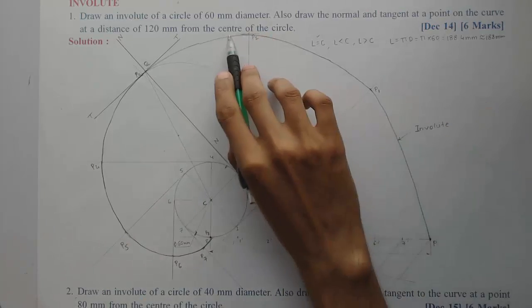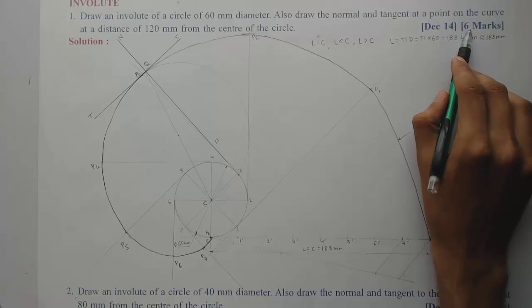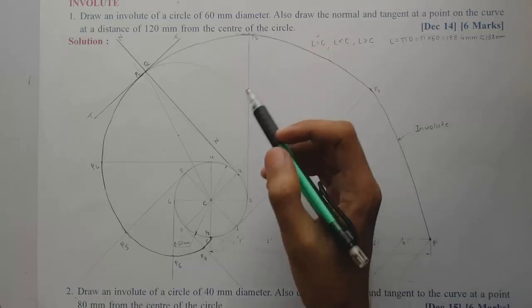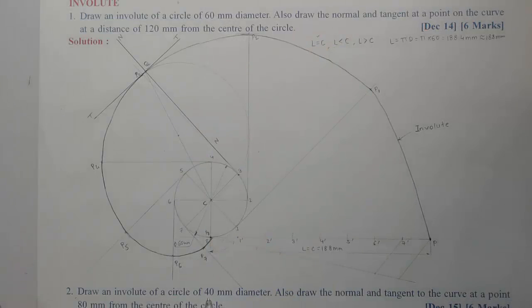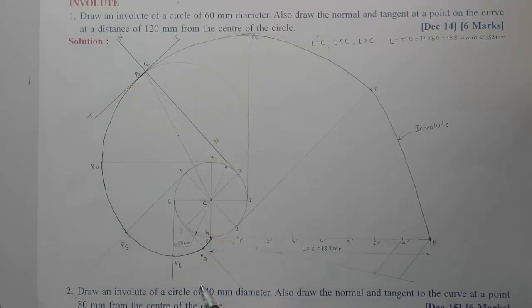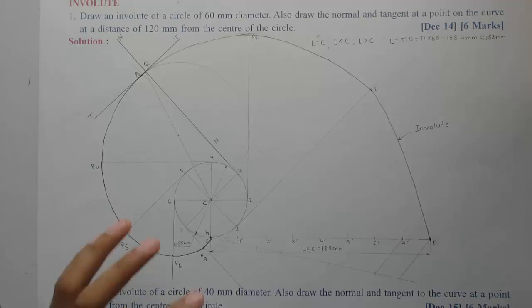But similar problem, this particular problem was asked in December 14 for 6 marks. But similar problem was asked in December 15 also. The only difference, we'll read the problem. Draw an involute of a circle 40 mm diameter. Also draw the normal and tangent to this curve at a point 80 mm from the center of the circle. Problem is same, only dimensions are different. Instead of 60 mm, that circle is given as 40 mm diameter, and instead of 120 mm, the position of point for drawing normal and tangent is given as 80 mm. So procedure will be the same. So this completes the solution for involute.